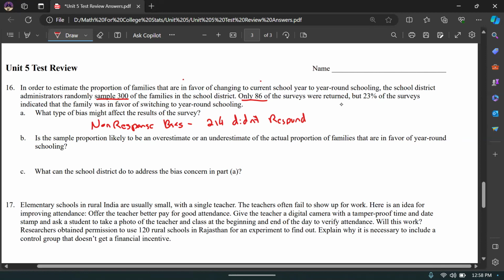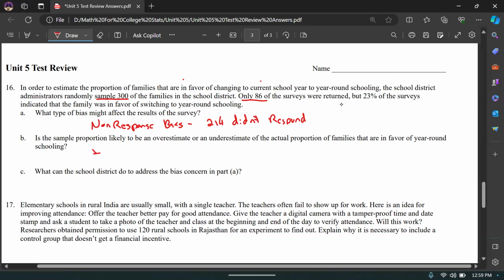All right, now part B, a little weird on this question. Is the sample proportion likely to be an overestimate or an underestimate of the actual proportion of families that are in favor of year-round schooling? This one actually, you can kind of say it either way because there's really no clear indicator of whether it would be over or under. So it could be over if the people who don't respond are the ones who are in favor of keeping it the same. But it could be an underestimate if the people who didn't respond are the ones who are favoring the switch. So it kind of just depends. We don't really know which way people are going to lean.